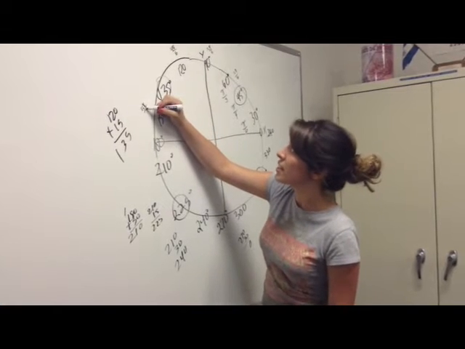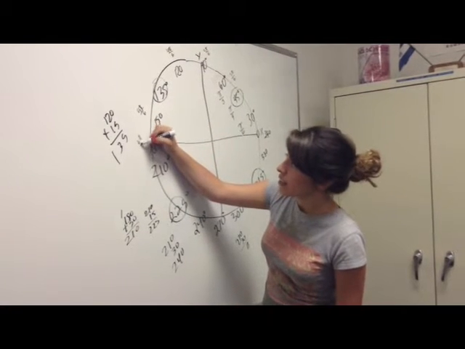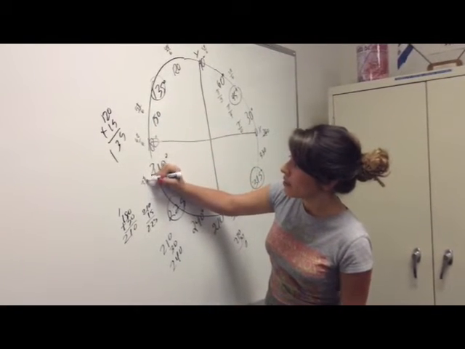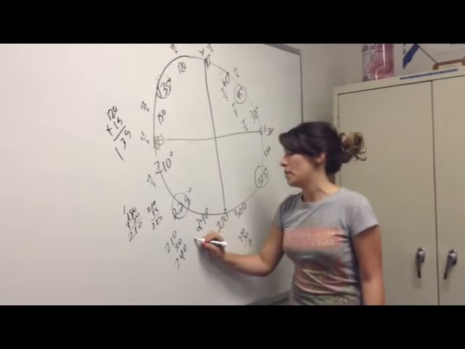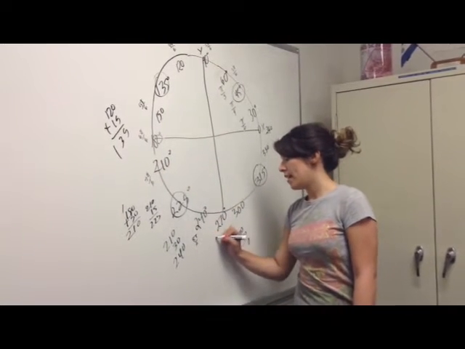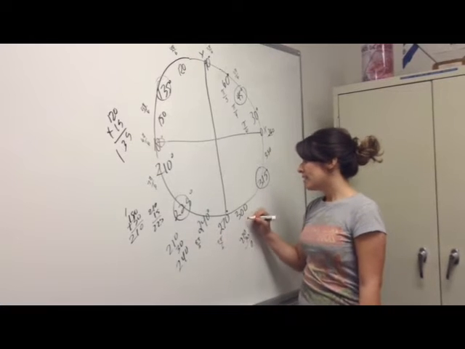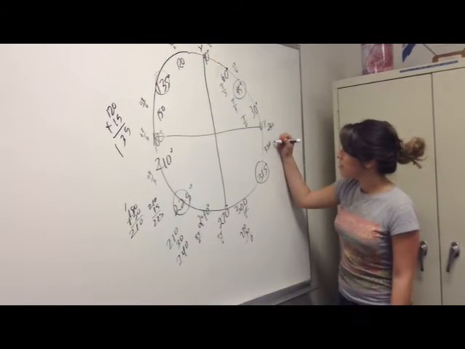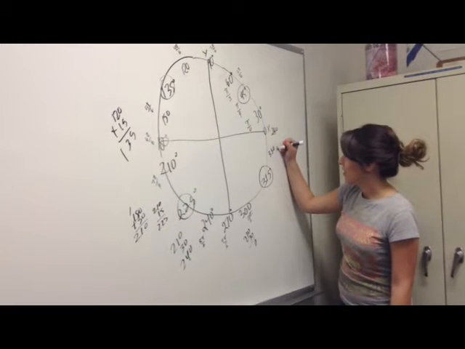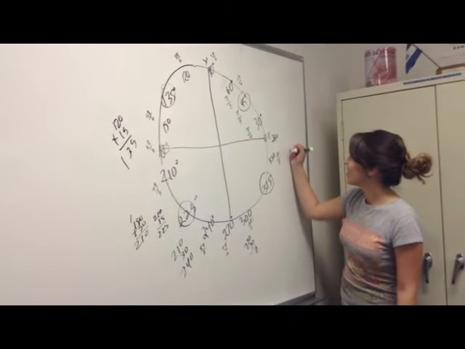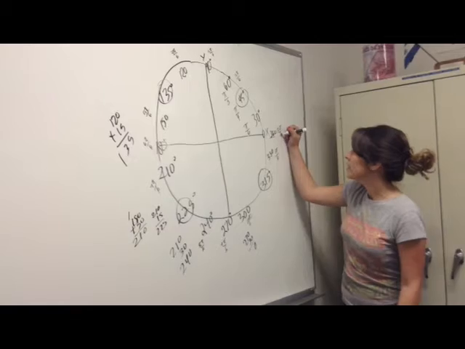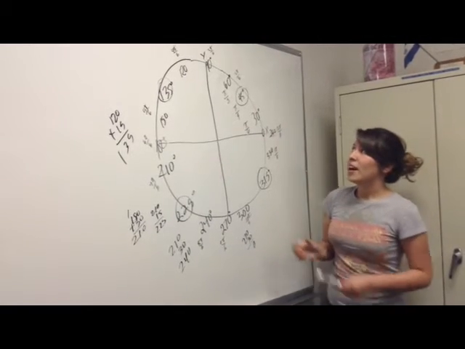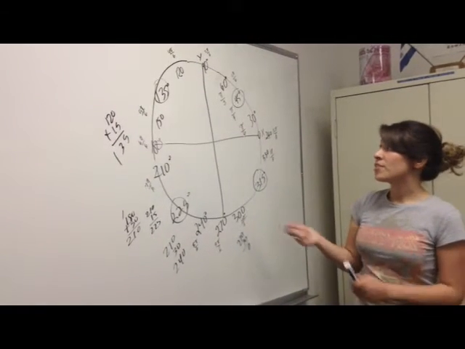5 pi over 6, 6 pi over 6, 7 pi over 6, skip it, 8 pi over 6, 9 pi over 6, 10 pi over 6. Skip this one, then it's 11 pi over 6, right? And then 12 pi over 6. Okay. Well, now you have to simplify the numbers.